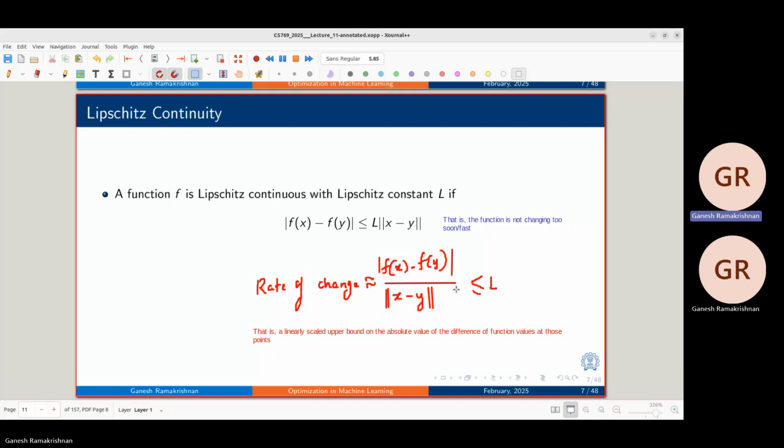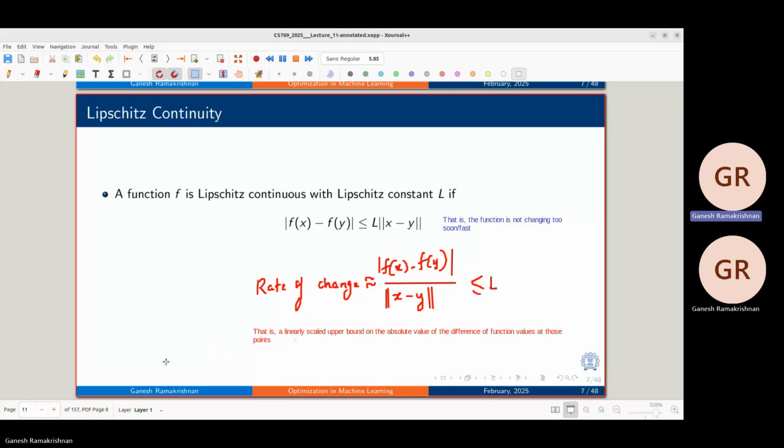So all we are saying is the function is not changing too fast or too soon, and then a linearly scaled upper bound on the absolute value of the difference, which corresponds to the upper bound on the gradient norm if the gradient exists.